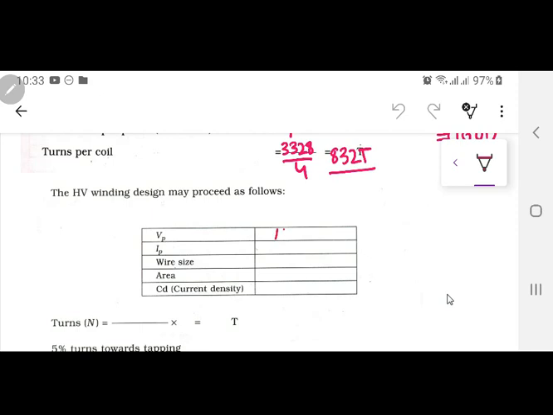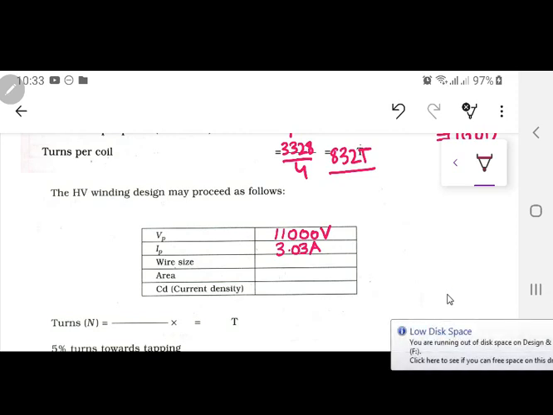This is 11,000 volts. What is IP? 3.03 amperes. What is the wire size which I am using? This is just the tabulation of data, the data that we have calculated up till now. It's just the tabulation of that data over there.